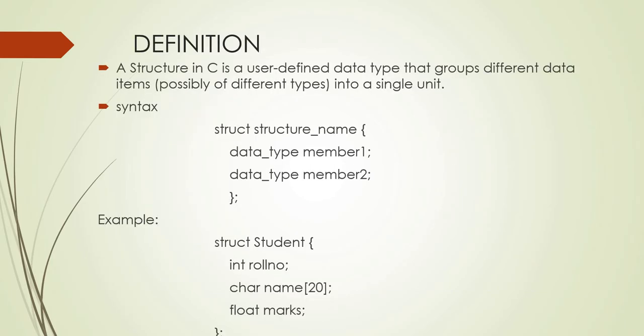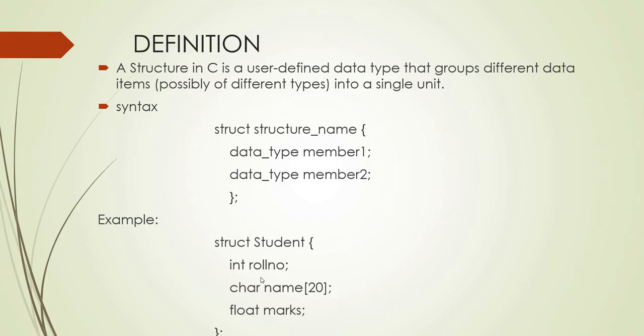So, definition of structure. A structure in C is a user-defined data type that groups different data items, that possibly belong to different data types, into a single unit. See the syntax of a structure. The syntax of a structure is a keyword called struct, followed by the name of the structure, and inside that you can give n number of members. You should end with curly braces closed and followed by a semicolon.